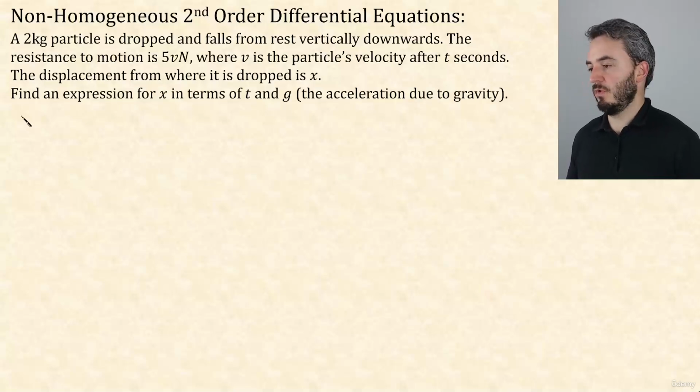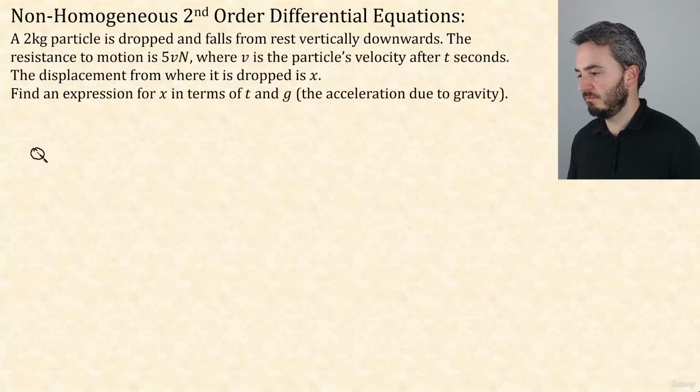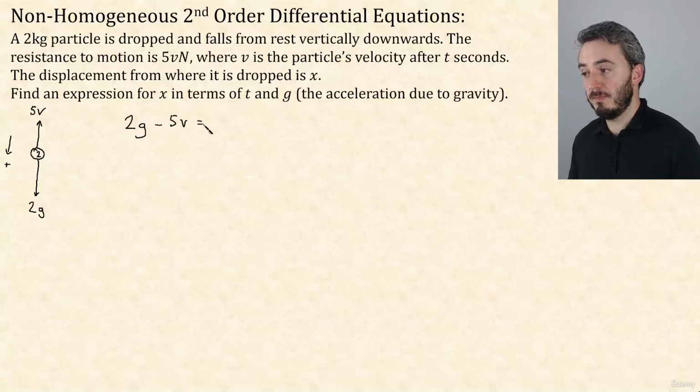Okay, well, let's start with forces. So we've got our 2 kilogram particle. Now we've got its weight going down, which is 2g. And we've got the resistance to motion, which is 5v. So using F equals ma, let's take down as the positive direction. The resultant force is 2g minus 5v, and that equals the mass, which is 2, times the acceleration.